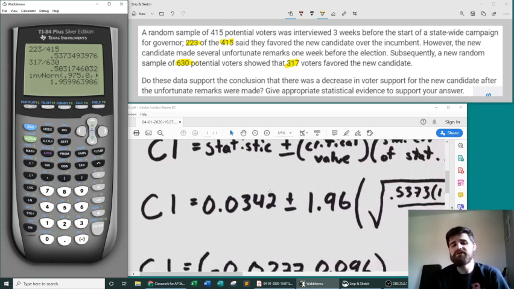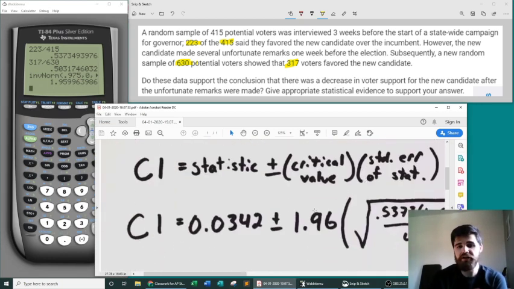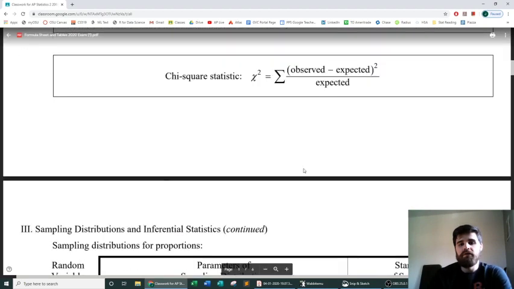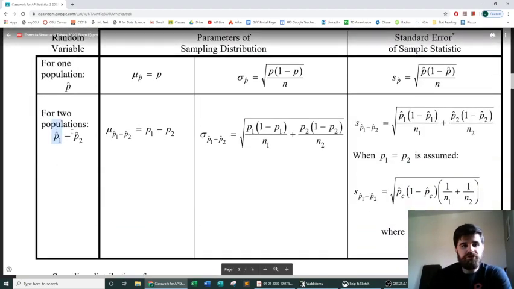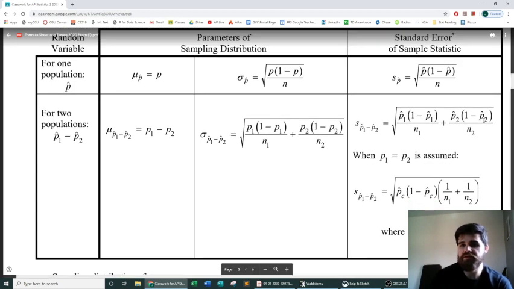Okay, so the statistic we got from our samples. The critical value we got from our confidence level. A z-score for 95% would give us 1.96. And lastly, we need the standard error of the statistic. So if we go back to our formula chart, we'll see for 2 populations, the standard error of a sample statistic is this bad boy.